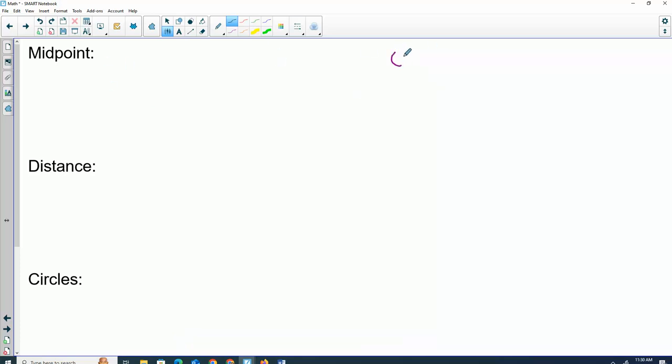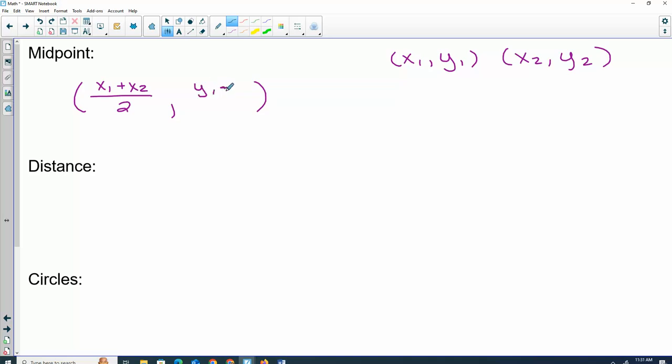So midpoint and distance, they both involve two ordered pairs. By your points, x1, y1, x2, y2. And midpoint is just asking for the middle of something, and your answer is still an ordered pair. Finding the middle is an average. So to find the middle of your x's, you add your x's, divide by 2. If you want to find the middle of your y's, you add your y's, divide by 2.